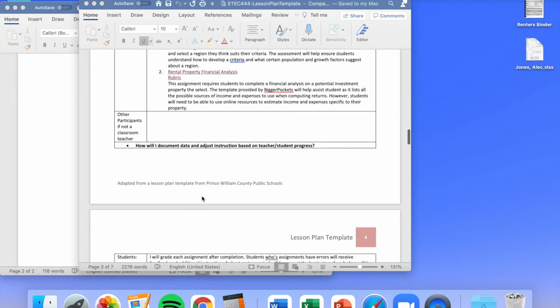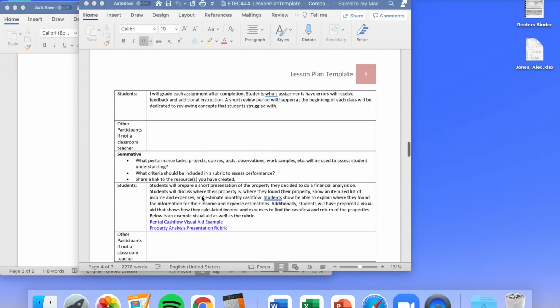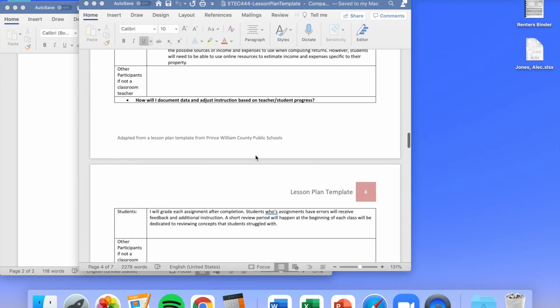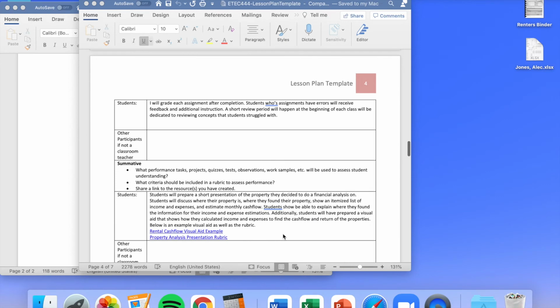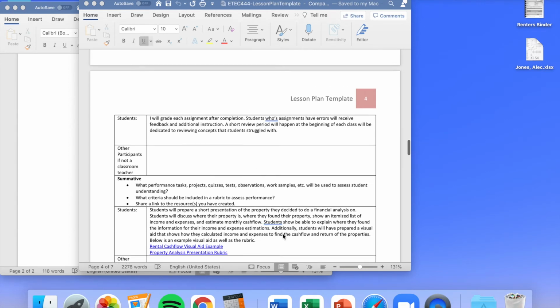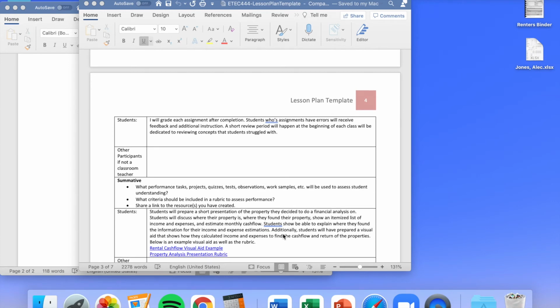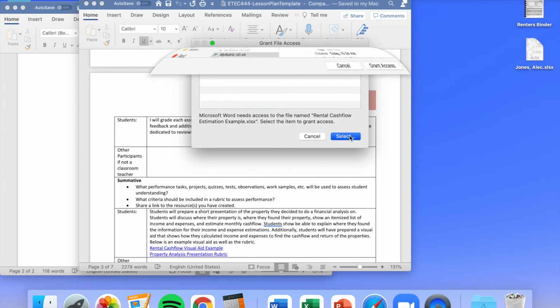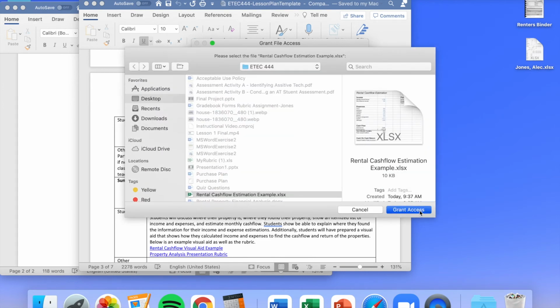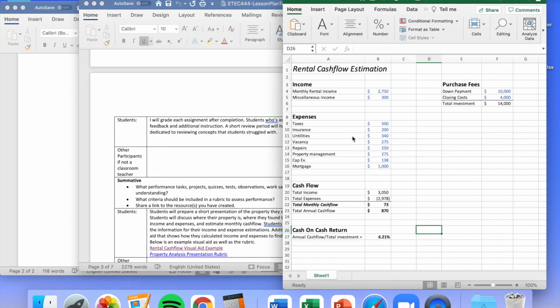Moving on, for the summative assessment, students are going to give a quick presentation, building on the last worksheet that we filled out. Students are going to present the property they chose and whether it's going to have a positive cash flow or not. They're going to use a visual aid. I have an example right here, and the visual aid is just going to show how they calculated their income and expenses.